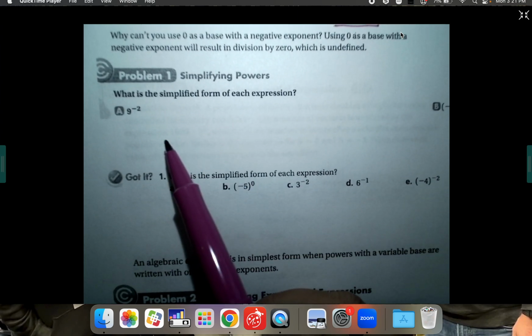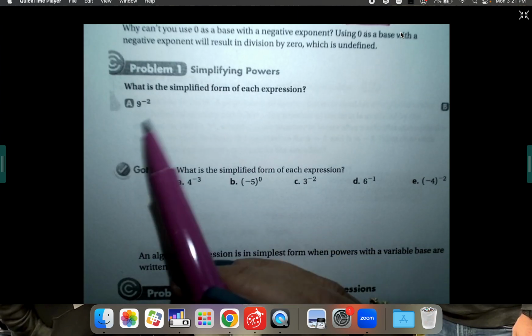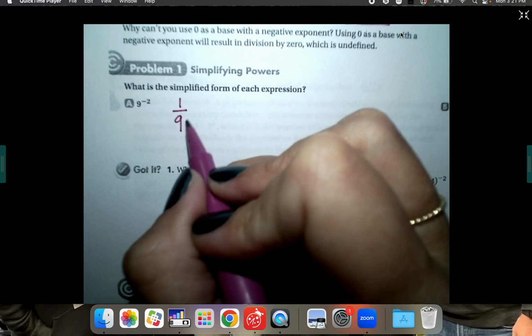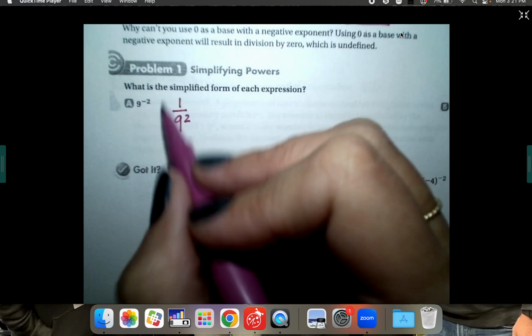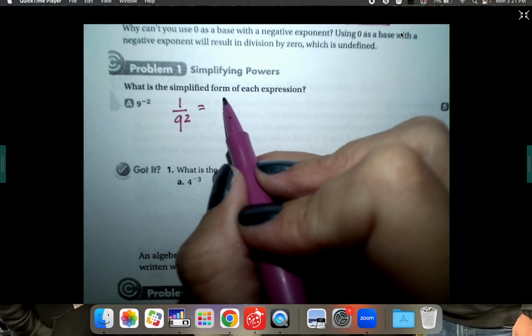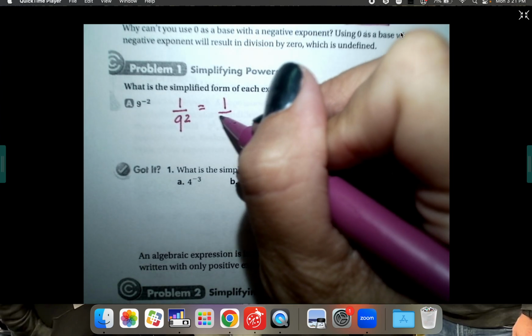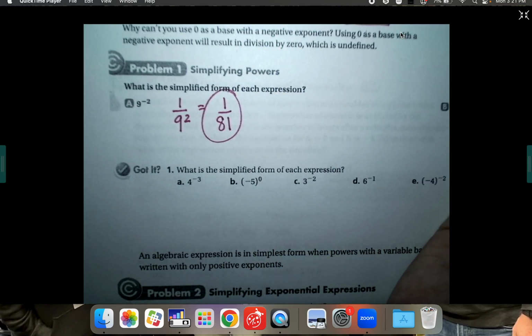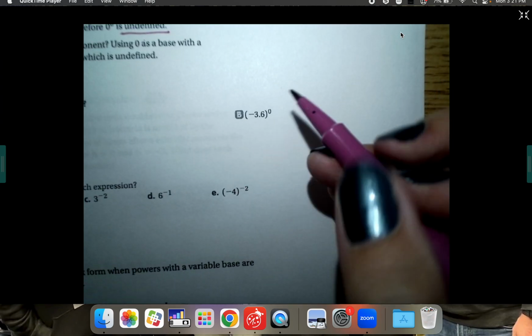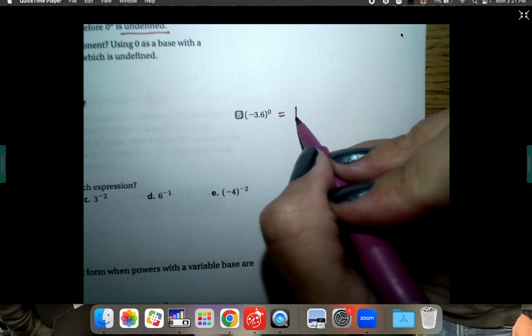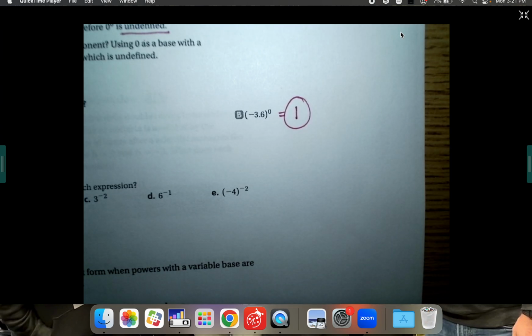Okay, so let's go ahead and try some of these. 9 to the negative 2 is going to flip under a 1 and become 9 to the positive 2. I would have you simplify this out because you can tell me what 9 squared is. 9 squared is 9 times 9, which is 81. So 1 over 81. Anything to the 0 power is 1. I love those. They're so easy.